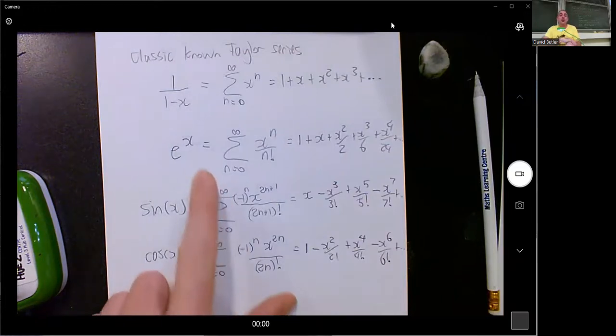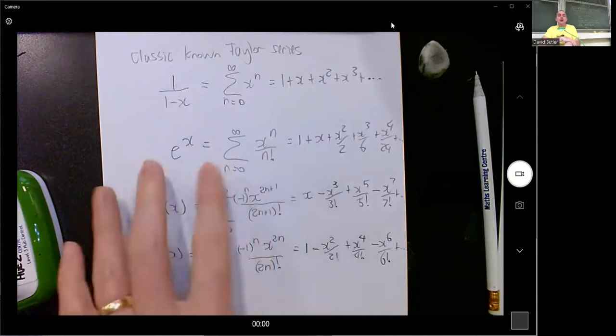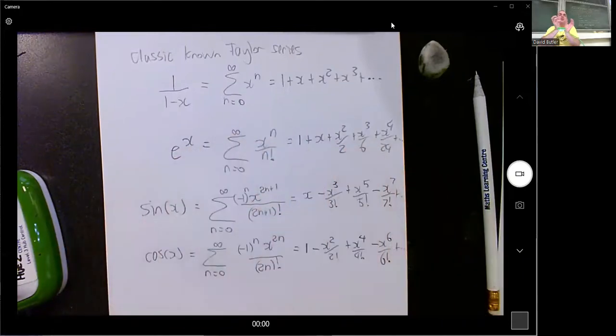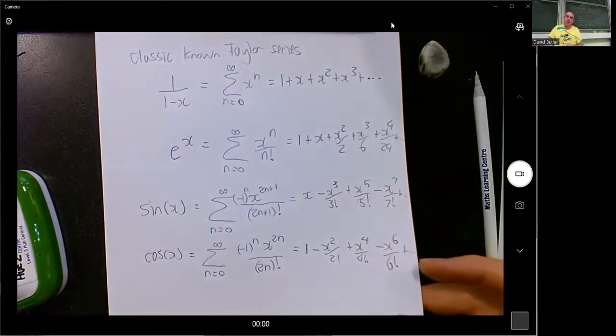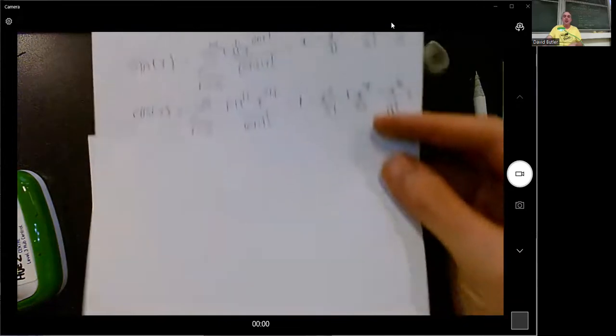Like e to the x would have a different Taylor series if you wanted x minus 1s instead of x's. There would be different coefficients, but these are the classic known Taylor series with center 0. So if it has a Taylor series with center 0, then it's only got one. If it has a Taylor series with center 1, it's only got one of those. So here's the thing.